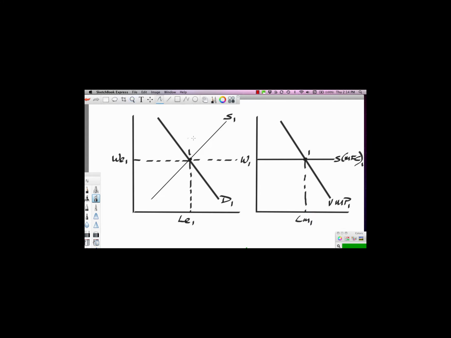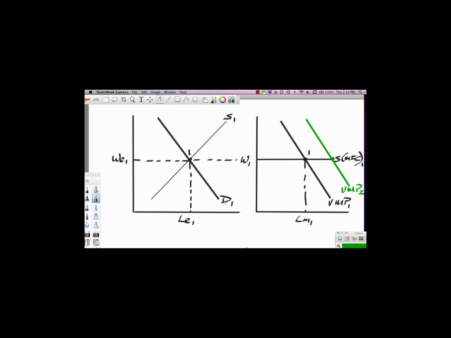All right, and the first thing we want to do is shift the VMP curve to the right. So if workers are becoming more valuable because the price of what they make and sell is increasing, then the VMP curve shifts to the right. So let's show that. We've already moved it. Let's just go ahead and label it. So the VMP curve shifts to the right. Now let's not equilibrate that yet. Let's not sketch down yet. Just hold on to that.